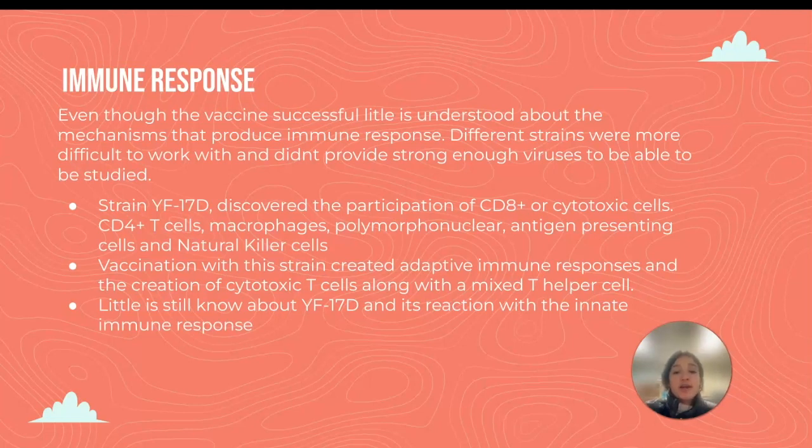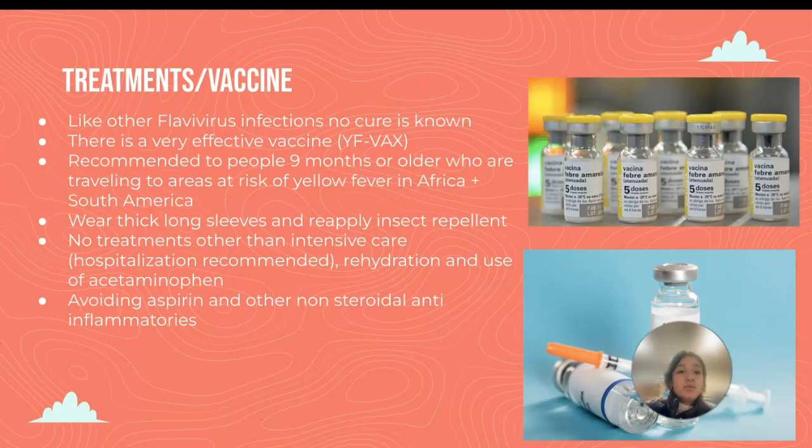Vaccination with this strain created an adaptive immune response and the creation of cytotoxic T cells along with a mixed T helper cell. Little is still known about the yellow fever 17D strain and its reaction with the innate immune response. Okay, so for treatments and vaccine, there is a vaccine for yellow fever. Like other flavivirus infections, there is no cure. You have to get the vaccine prior. It has not been found to be helpful to get the vaccine after you already had the yellow fever virus. It has been found to not do really much.